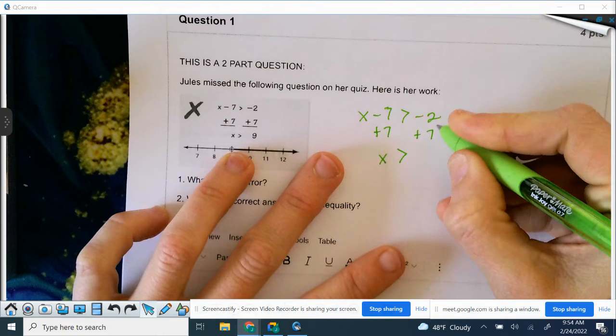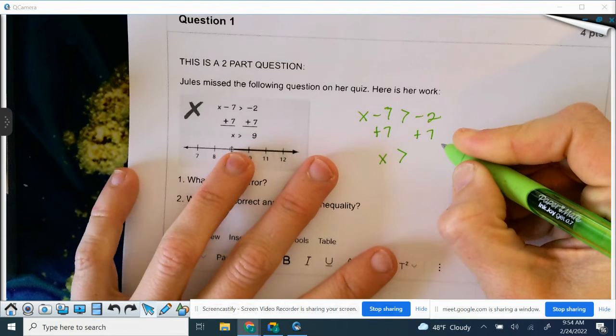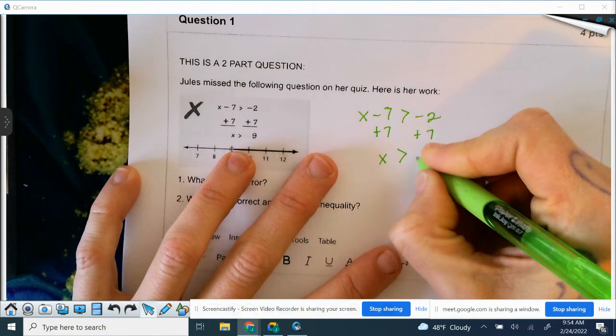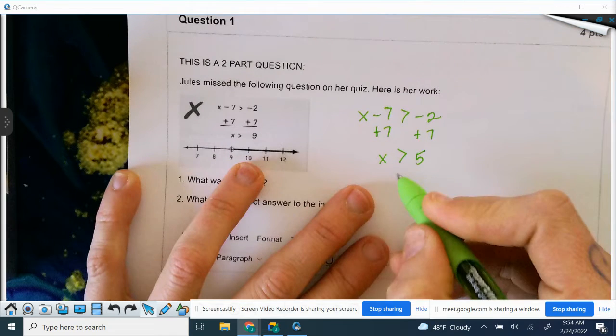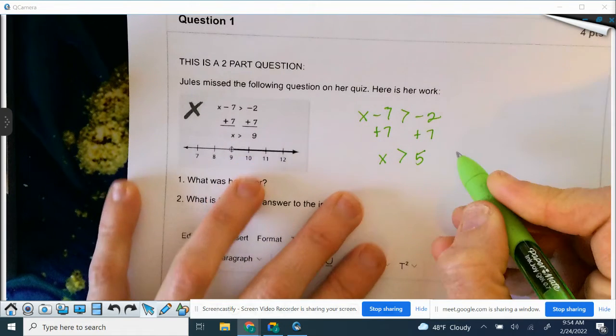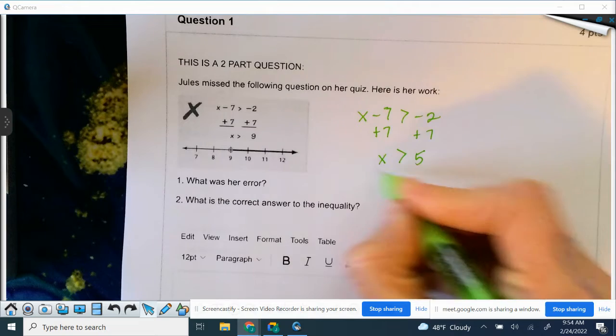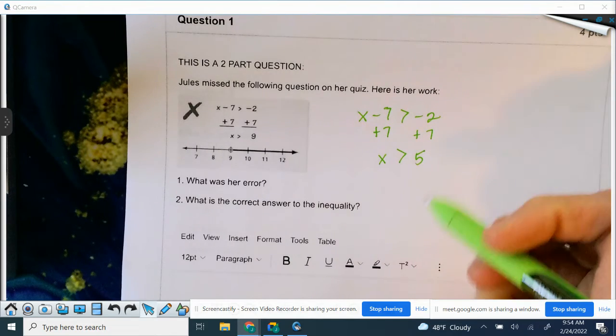X is greater than negative 2 plus 7. So you owe $2, but you get paid 7. So you're going to have a positive 5. And so we just solved it. Now I know that this is my right answer because I'm confident in my work. Now I'm going to look at their work.